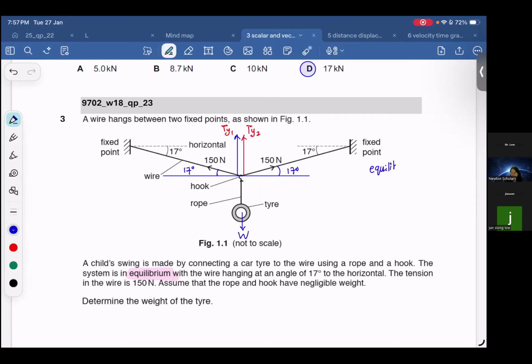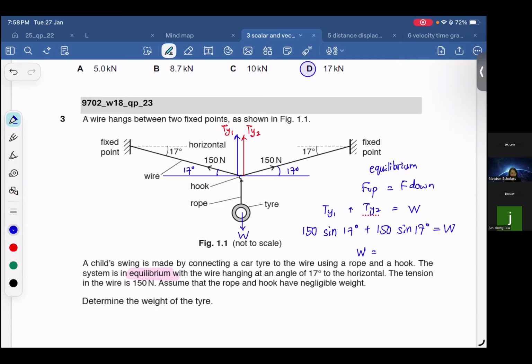Equilibrium. So that means that the force is balanced. Your upward force should be equal to your downward force. Your upward force will be Ty1 plus Ty2. We resolve the two forces going up. Then the force downward is your weight. Ty1 should be 150 Newton. The angle is not between them, so we're using sine 17 plus 150 sine 17 equals your weight.